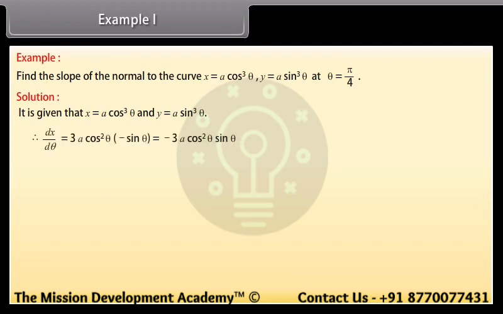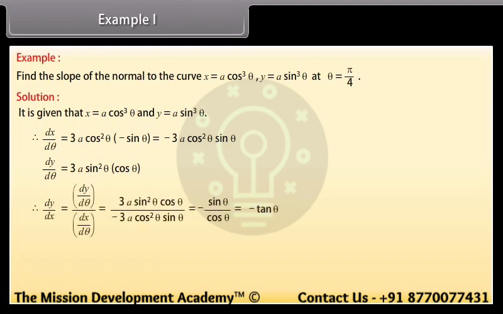Therefore, dx by d theta is equal to 3a cos square theta into minus sine theta, which is equal to minus 3a cos square theta into sine theta. Dy by d theta is equal to 3a sine square theta into cos theta. Therefore, dy by dx is equal to dy by d theta upon dx by d theta, which is equal to 3a sine square theta into cos theta by minus 3a cos square theta into sine theta, which is equal to minus sine theta by cos theta, which is equal to minus tan theta.